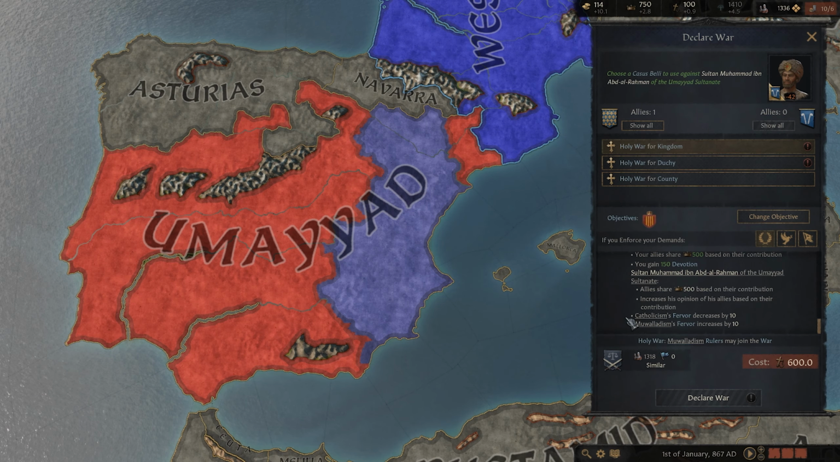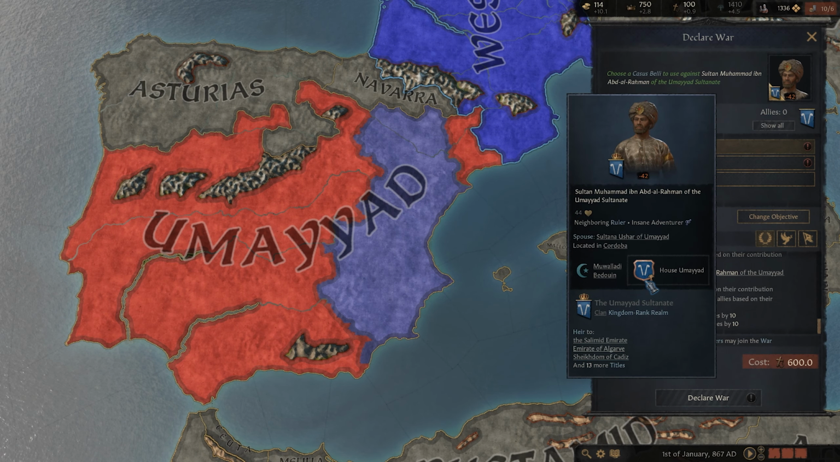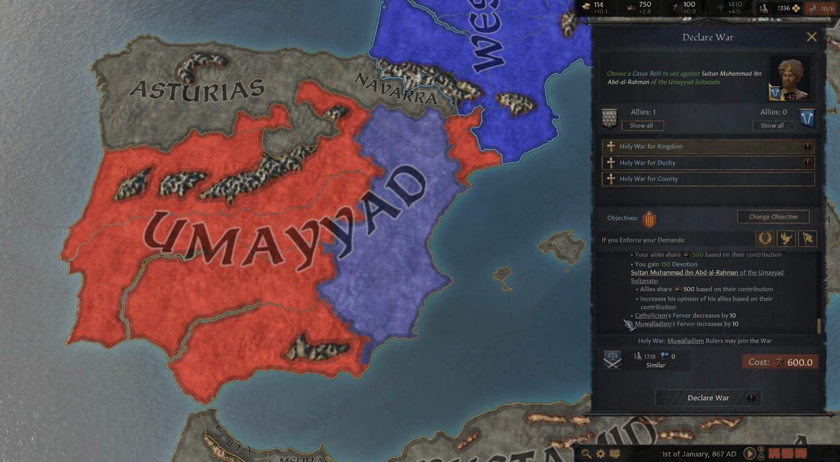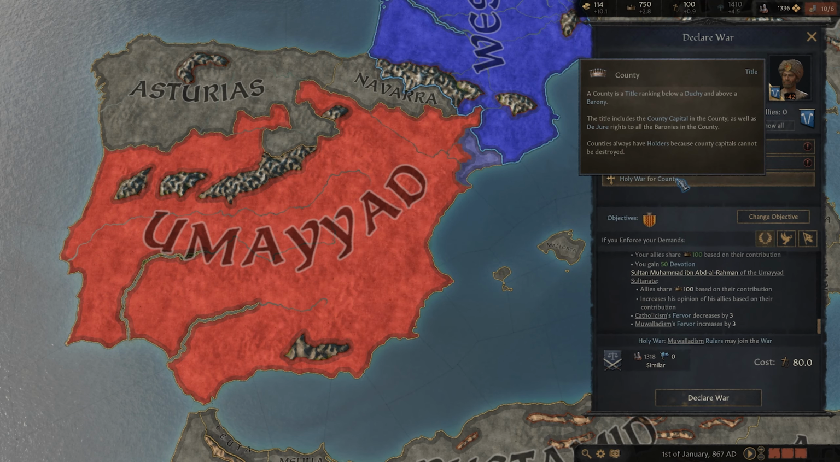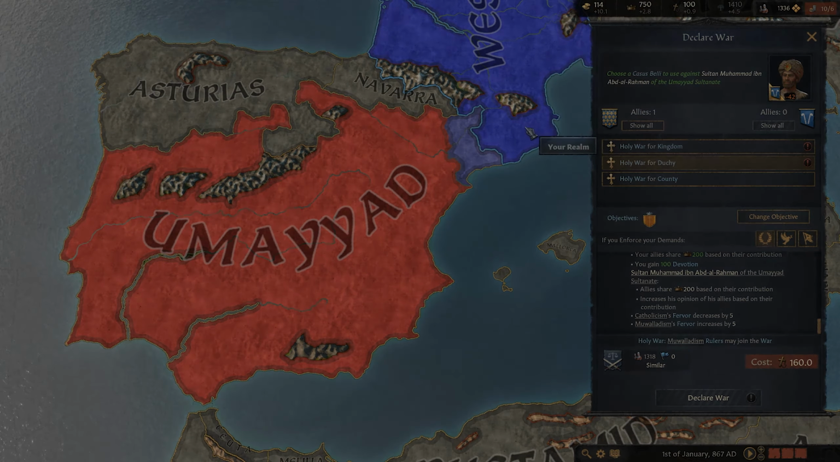So just as a heads up, really pay attention to the information at the bottom of whatever war you have selected and make sure it is meeting what you are hoping to achieve, either expanding your realm as a whole or adding to your personal domains.